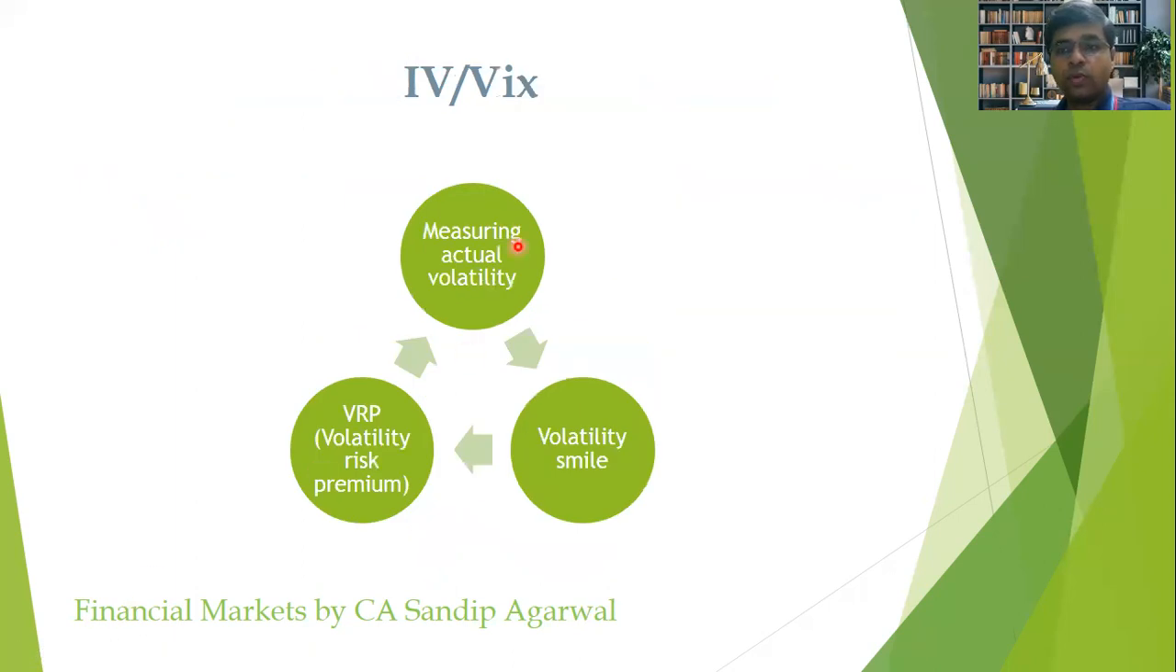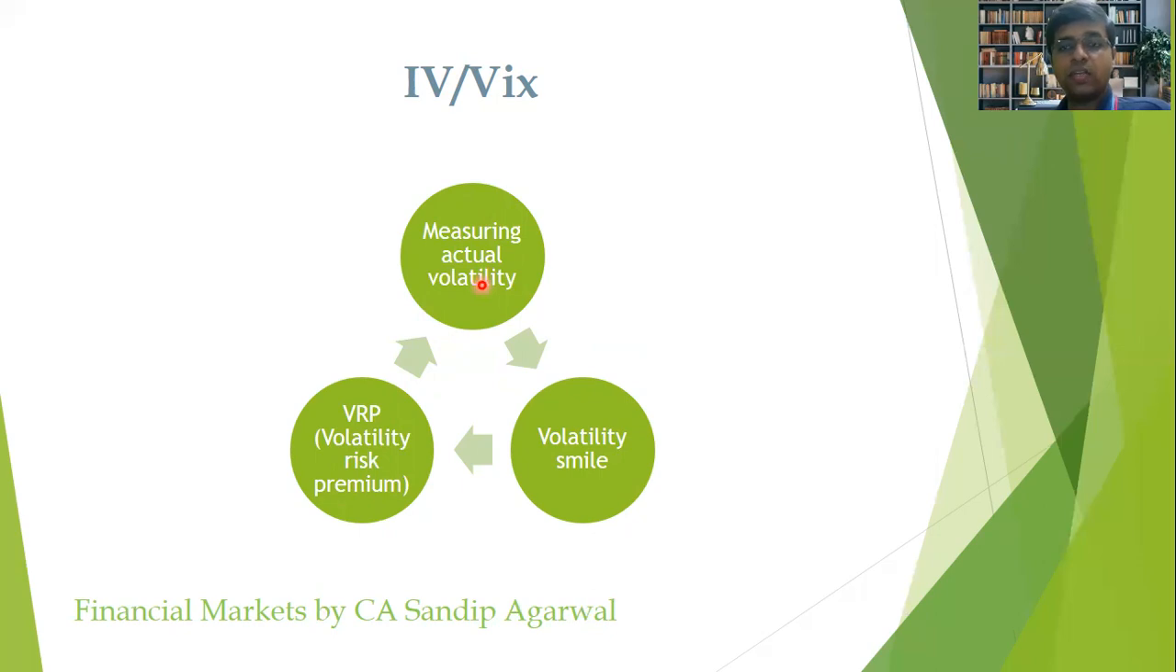Out of those 5 option Greeks, one of the most important is IV, which is implied volatility, and it is also known as VIX, which is volatility index. We discussed the basics of IV and VIX in the second video of options intermediate part 2. You can refer to that video again in case you wish to brush up the basic concept of IV and VIX. Now, in this video and in the next video, we will discuss IV and VIX in 3 parts. One is volatility smile, which is covered in this video, and the other 2 concepts are measuring actual volatility and volatility risk premium. These 2 concepts we will discuss in the next video.